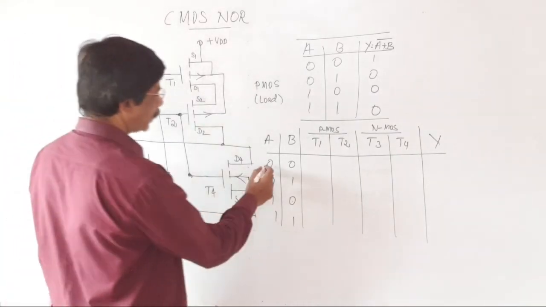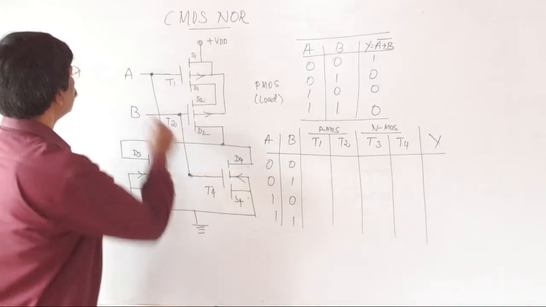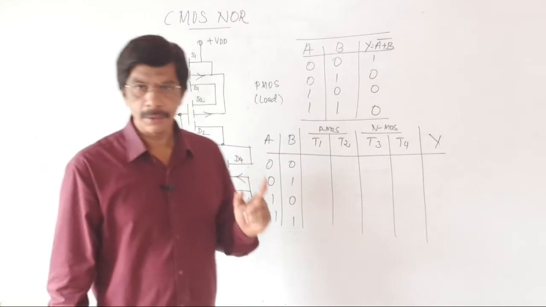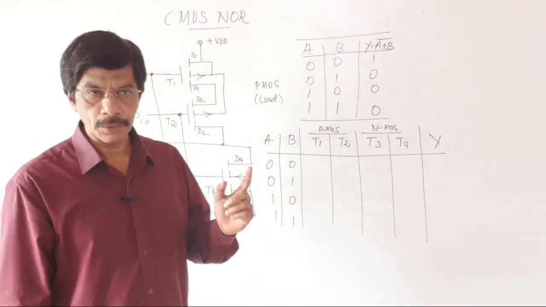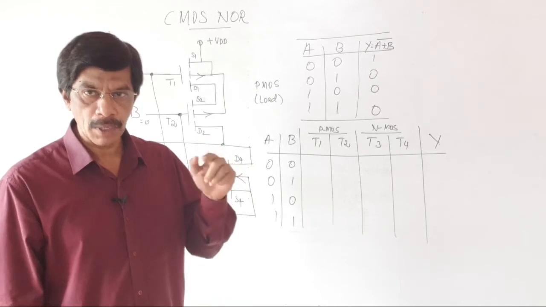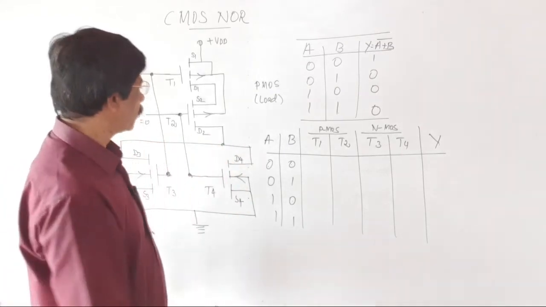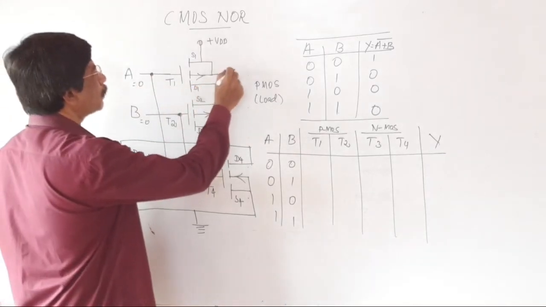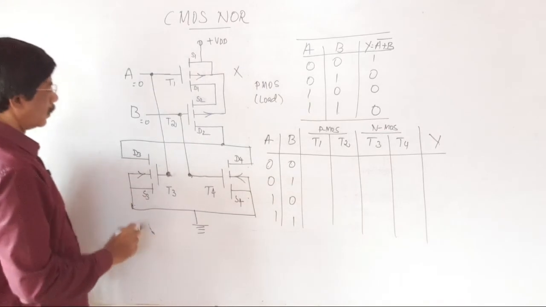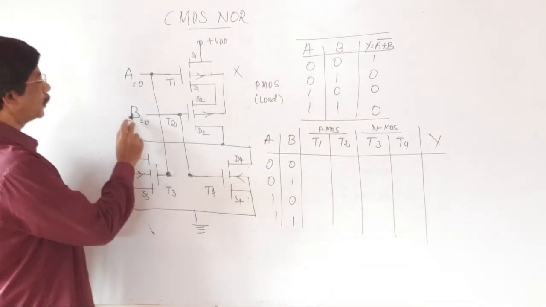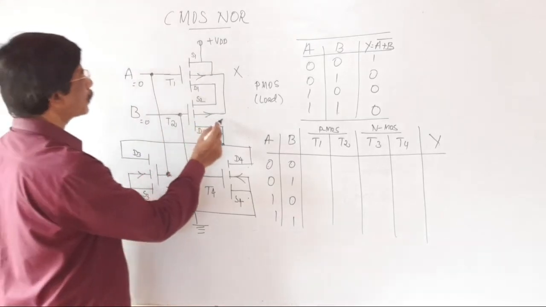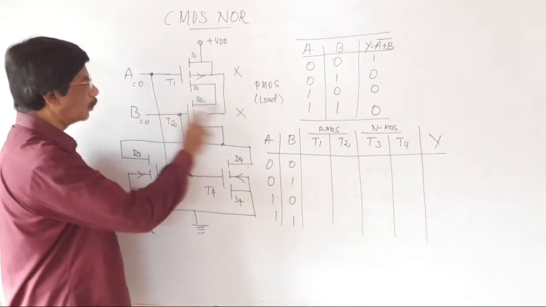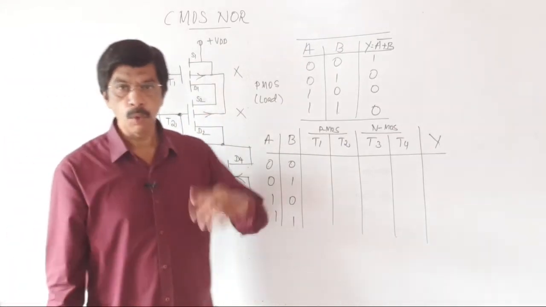Now the first input condition, A is equal to 0, B is equal to 0. Already I told that when the input to the PMOS is equal to 0, it is switched on. When the input to the NMOS is equal to 0, it is switched off. See here, when A is equal to 0, this PMOS is connected. The B also 0, the 0 also connected to this PMOS transistor. The both transistors are now acting as a open circuit.